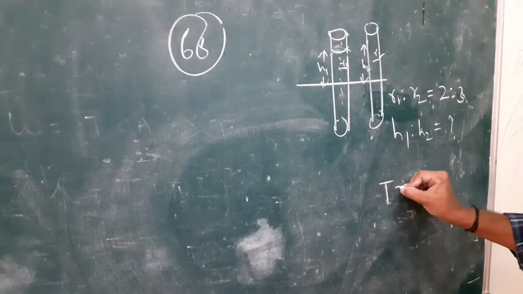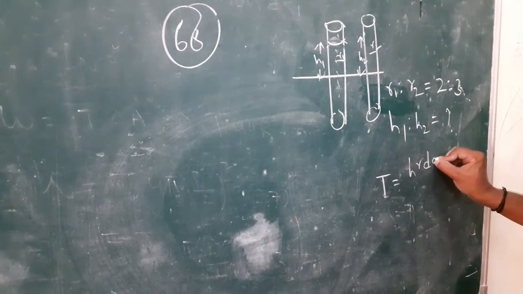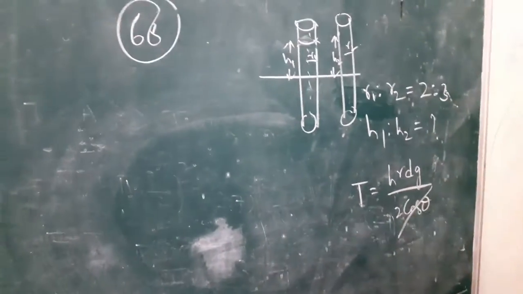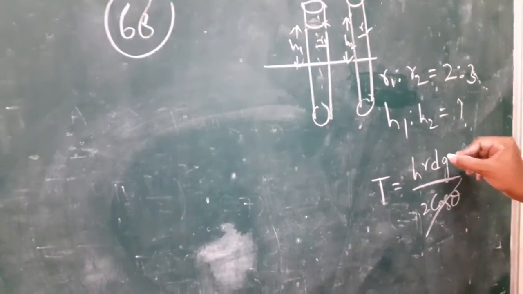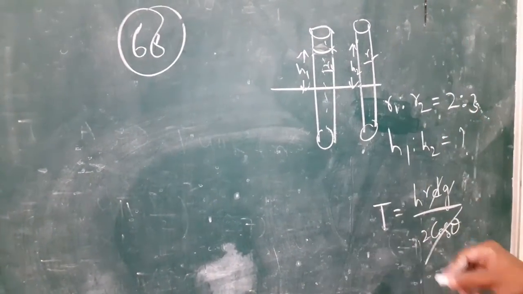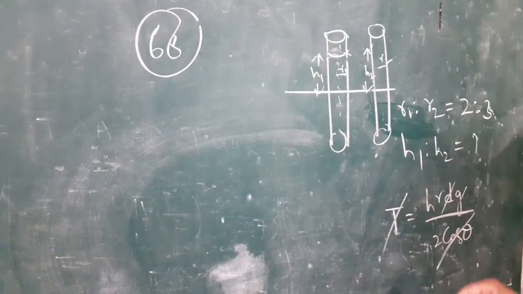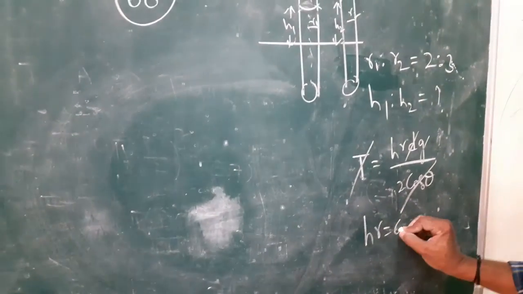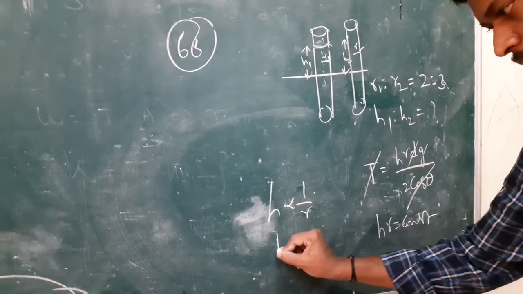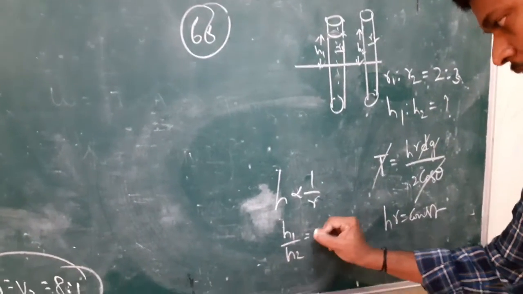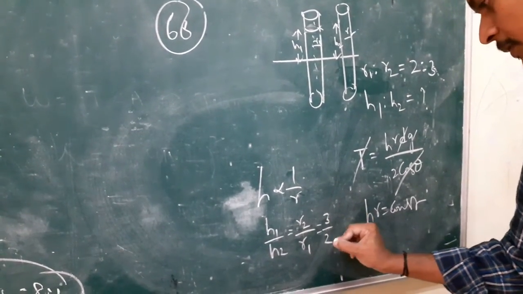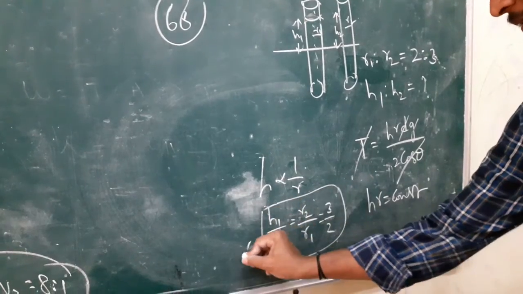T is equal to h r rho g divided by 2 cos theta. Here the angle is the same, the density of the liquid is the same, gravity is the same, and the surface tension of the liquid is constant. So h r is constant, therefore h is inversely proportional to r. H1 by H2 is equal to R2 divided by R1, that is 3 by 2. This is the answer.